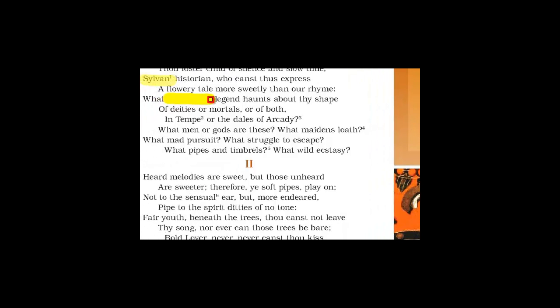So as we go through, we know that there's a leaf-fringed legend haunting about thy shape. This tells us that around the edge of this urn there's going to be some kind of decoration that is of a leaf variety. We have deities or mortals. So we have people on our urn. Okay? We're not sure if these people are mere mortals like us or if they're gods, but we know that there are people as decoration on this urn.